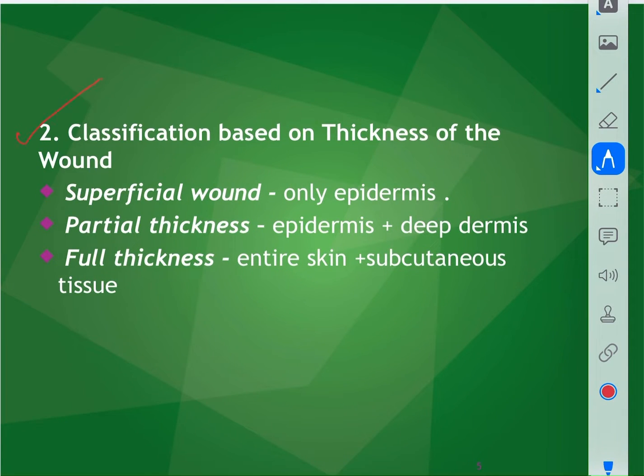The next way of classification of the wound is based on the thickness of the wound. It could be a superficial wound, partial thickness wound, or a full thickness wound. We all have studied the layers of the skin, right? The topmost layer would be the epidermis, then we have the papillary dermis, and then this is the reticular dermis or the deep dermis, wherein all the skin appendages are found, like the hair follicles or the sweat glands or the sebaceous glands, right?